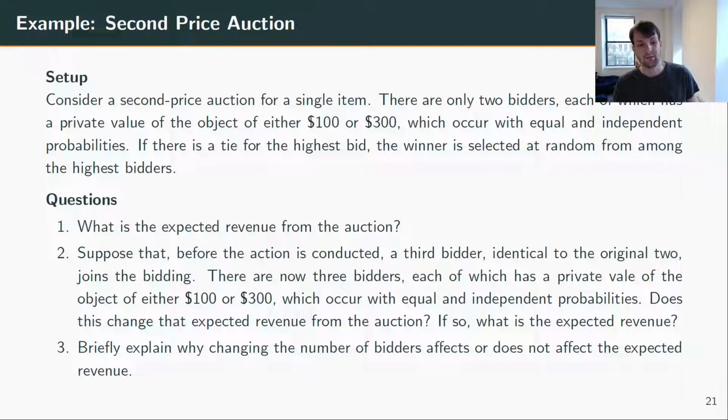And now we're going to suppose that there is a third bidder, and there are obviously three, and all of them either have a valuation of 100 or 300. And then we're just going to look at how this changes things.